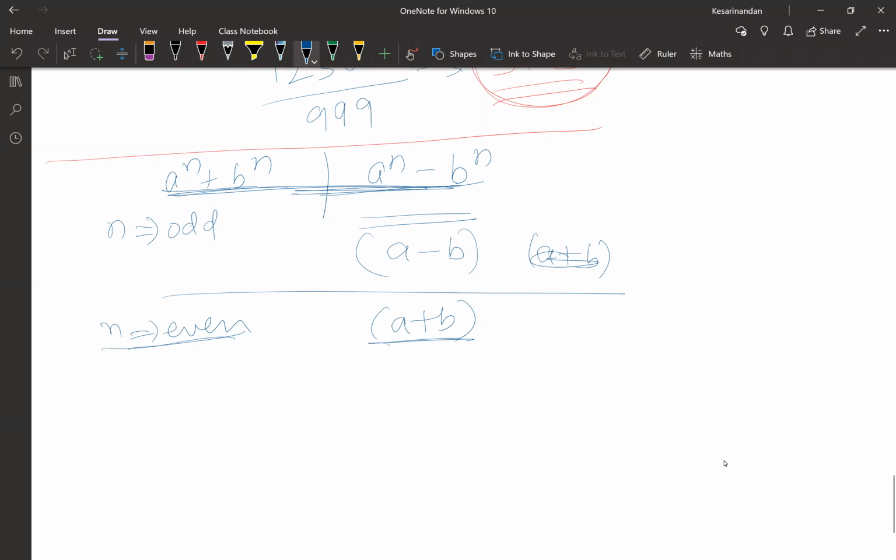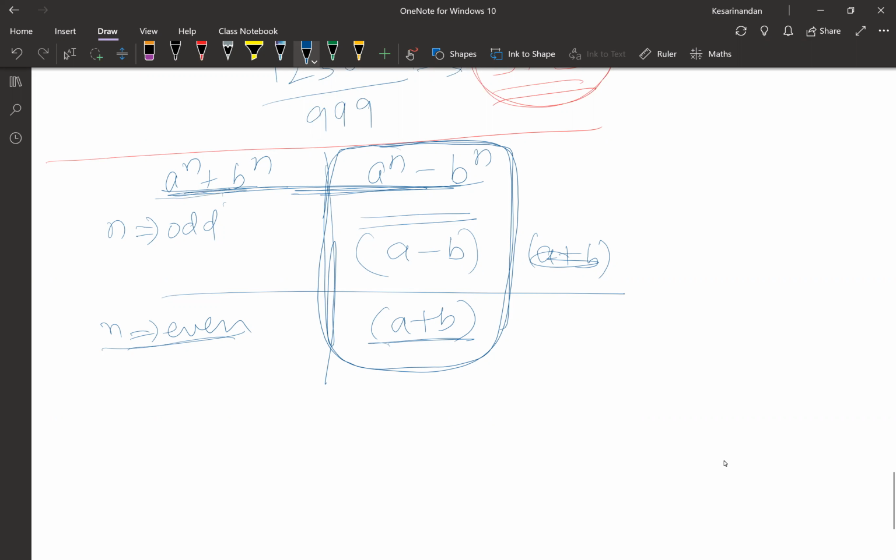Is this part clear, guys? Oh no, sorry, one second. Acha, you were asking of this. No, this is only for this. Only a raised to n minus b raised to n. This I have to discuss. Okay. Is this part clear, guys?